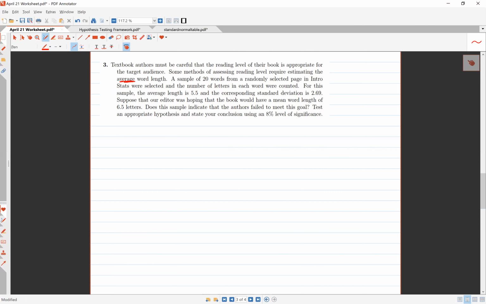Right? We take a sample of 20 words from a randomly selected page in our book, count the number of letters in each word. For this sample, that's important again. For the sample, we're given an average and we're given a standard deviation. That pertains specifically to the sample. So we are being given sample average is 5.5. Sample standard deviation is 2.69.